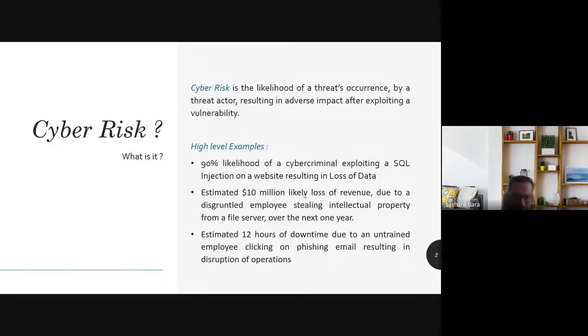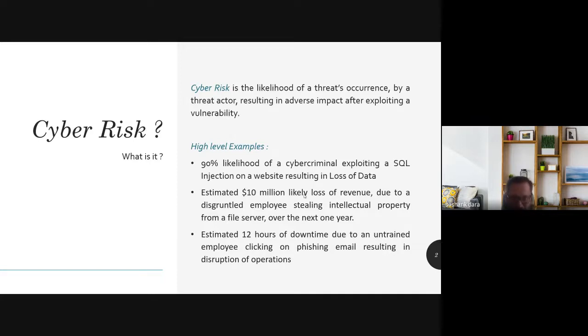Another example could be there's an estimated 10 million likely loss of revenue for your organization if an employee steals particular intellectual property from a file server over the next 1 year, rather than saying, hey, if we lose this file, then there is going to be a loss of revenue. Or it could be downtime. I mean, there is an estimated 12 hours of downtime due to an untrained employee clicking on a phishing email, resulting in disruption of operations.